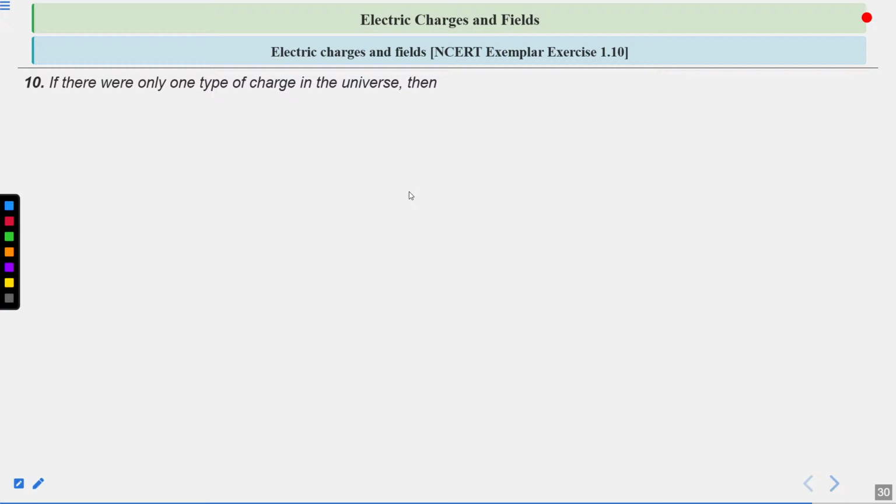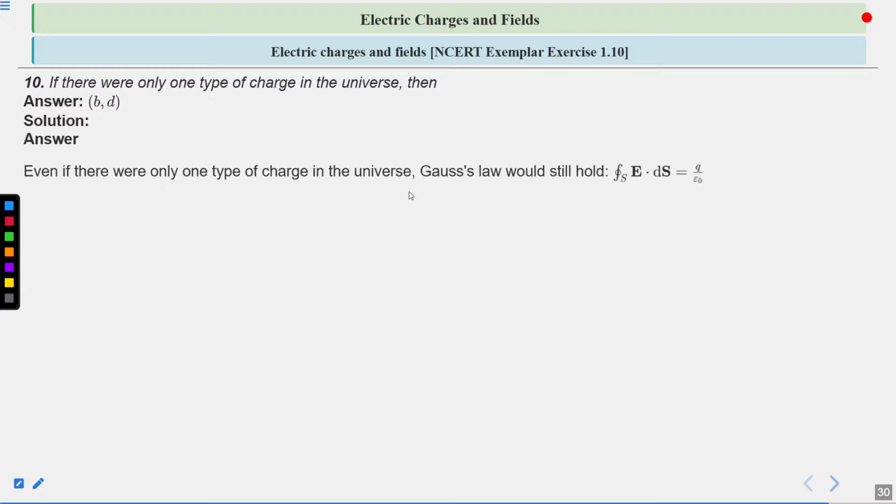So the correct options are B and D. Yes, B and D are correct. Solution: even if there were only one type of charge in the universe, Gauss's law would still hold. That is, closed integral of E dot ds is equal to q divided by epsilon naught.